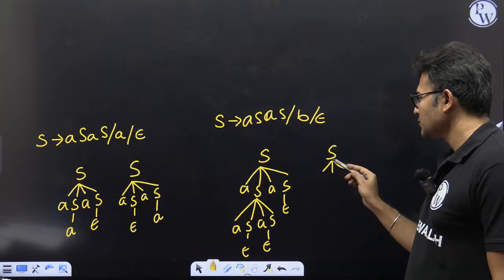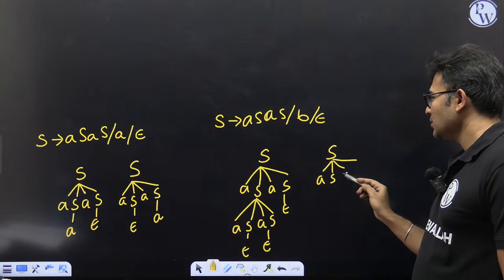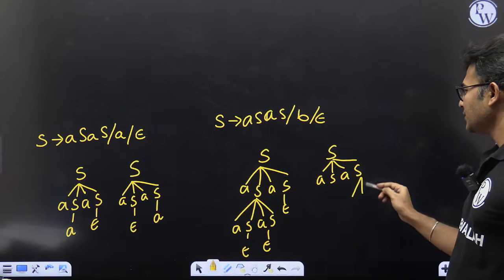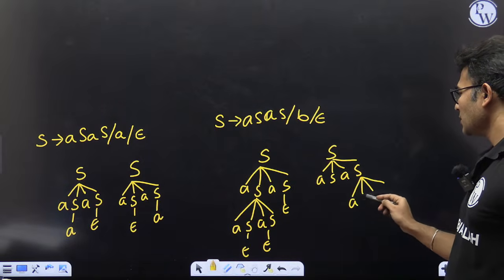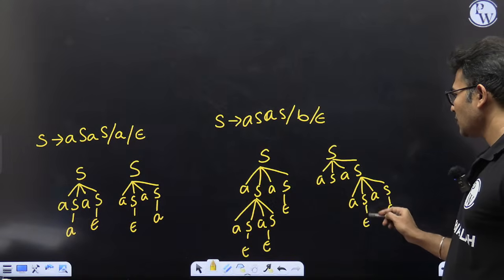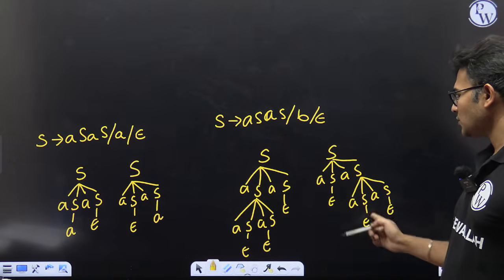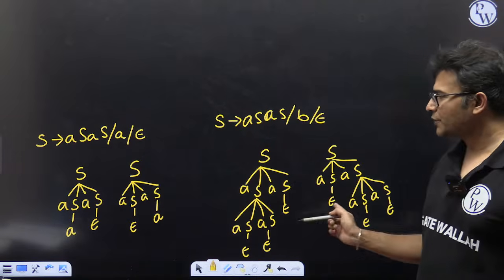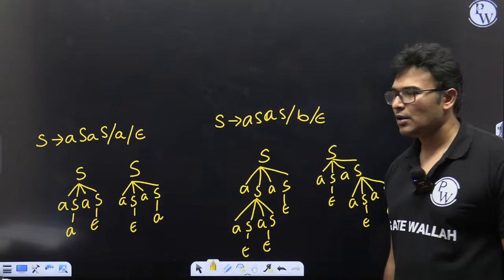Similarly, S derives AS and S derives AS, and this one will derive epsilon. So this is also deriving 4 A's. There are two parse trees, therefore the grammar is ambiguous.